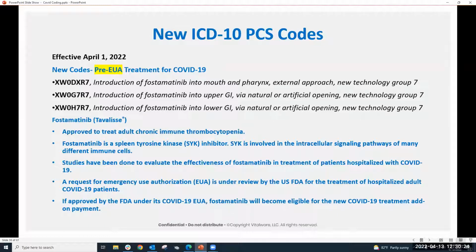So that sounds good to me. So that's how it works. And it is currently being studied to evaluate the effectiveness in COVID patients, and the EUA is under review by the FDA. If this medication is approved for COVID, it will become eligible for the new COVID-19 treatment add-on payment.